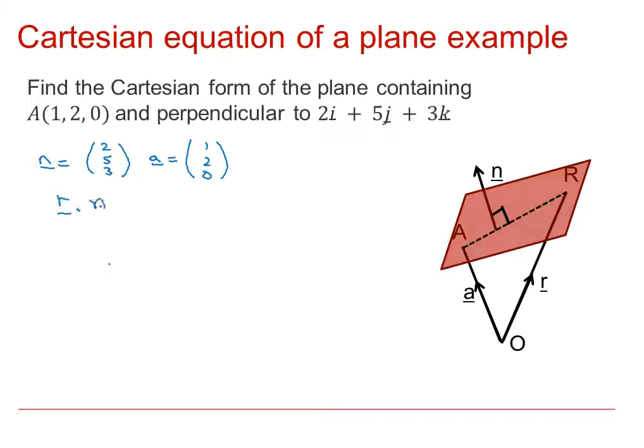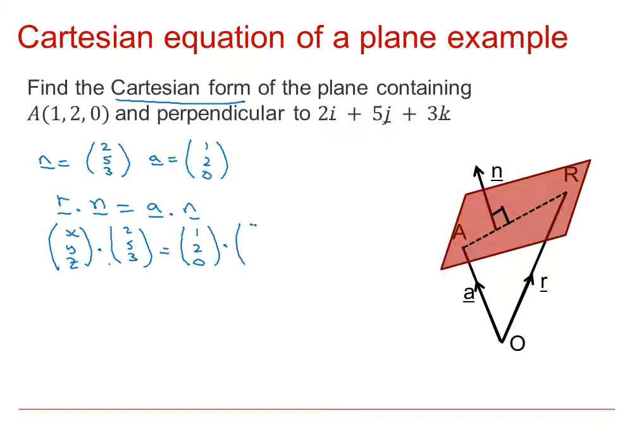r dot n equals a dot n defines the plane, and because we're going straight to a Cartesian form, I'm going to use x, y, z for my general point. Dotted with a normal, 2, 5, 3, equals the given point, any given point on the plane, in this case 1, 2, 0, dotted with the same normal vector 2, 5, 3.